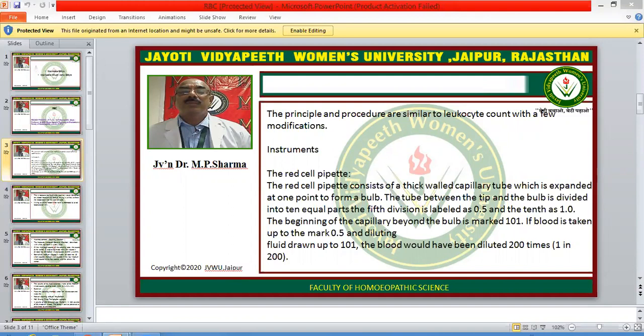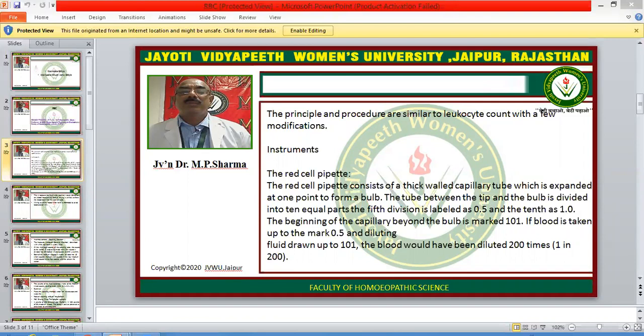Total count of RBC. The principle and procedure are similar to leukocytes count with a few modifications. Instruments, the red cell pipette. The red cell pipette consists of a thick-walled capillary tube which is expanded at one point to form a bulb.